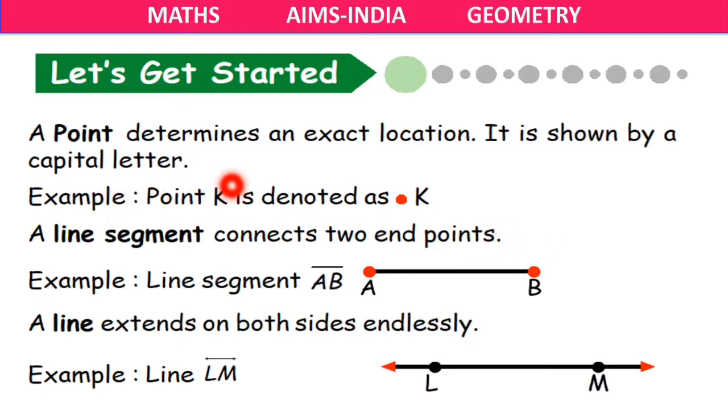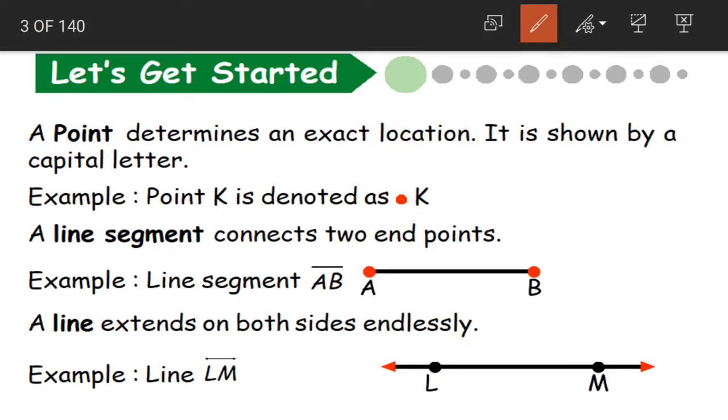Now, before starting with our chapter, let us revise the basics of geometry that we have already learnt in the previous classes, like in your 4th standard and 3rd standard. What are they? A point determines an exact location. It is shown by a capital letter. Example, point K is denoted as. This is the point and this is the name of the point, that is K.